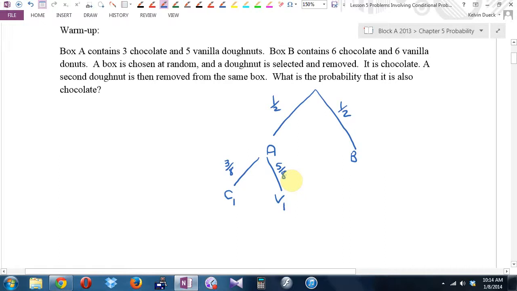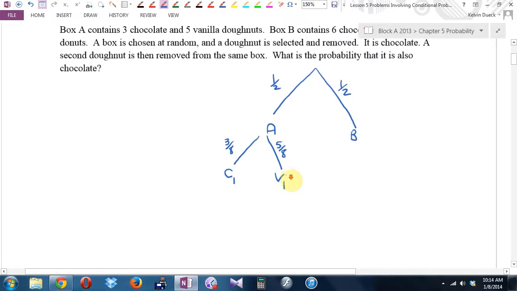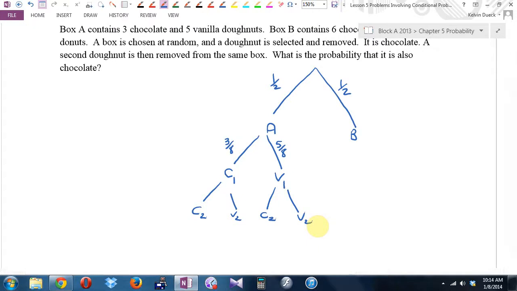Let's keep going. Now, we're going to pick a second donut. Could be chocolate, vanilla, chocolate, vanilla. Right? Down this branch here, we already picked a chocolate donut. How many chocolate donuts are left in box A? 2 out of? 2 out of 7. How many vanillas are left? 5 out of 7.